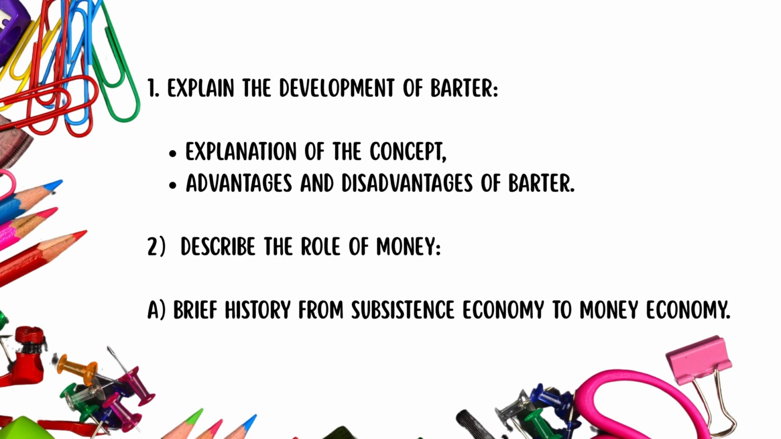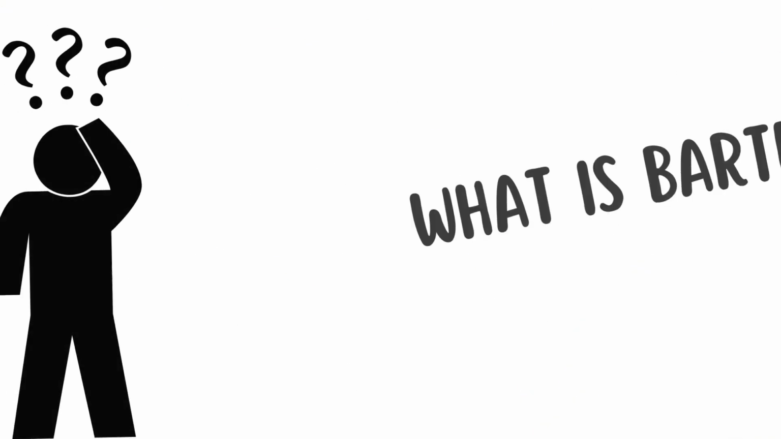Nature of a business. For this section, we are going to start with the barter system. We will explain the development of barter, which will contain the explanation of the concept and advantages and disadvantages of barter. Then we will move on to describe the role of money, emphasizing a brief history from subsistence economy to money economy. So let's begin.